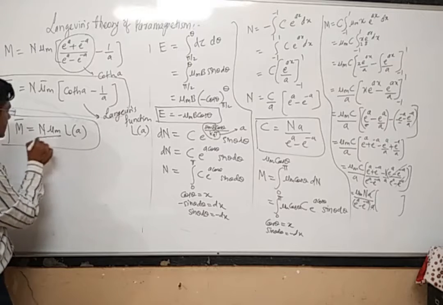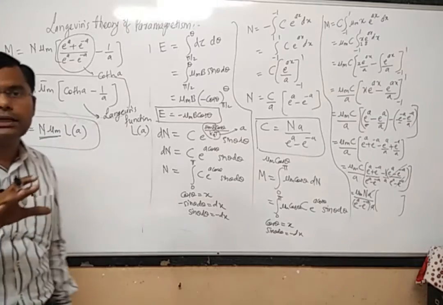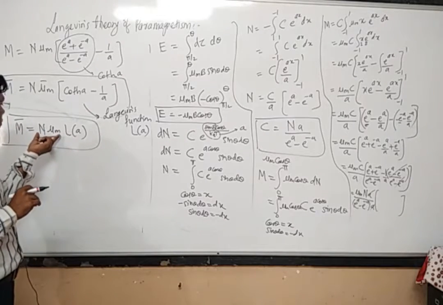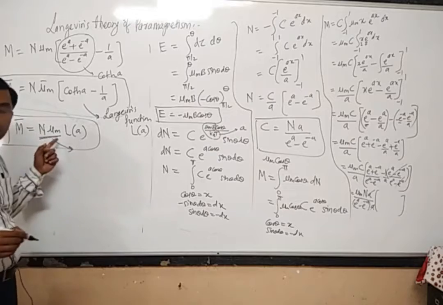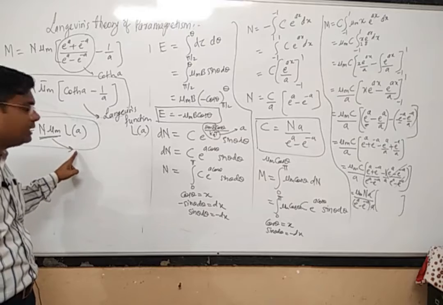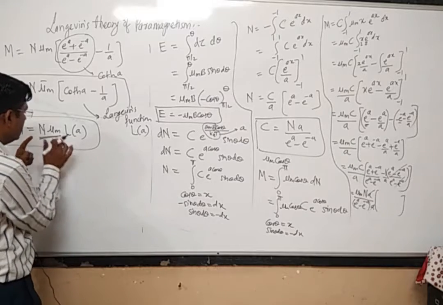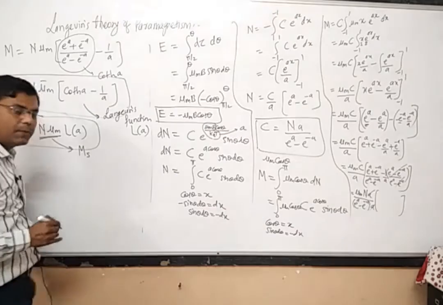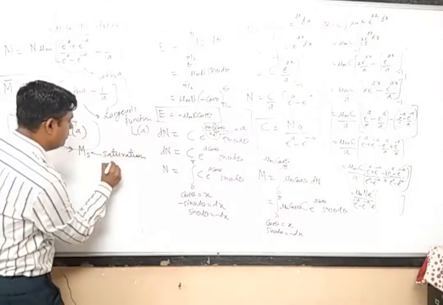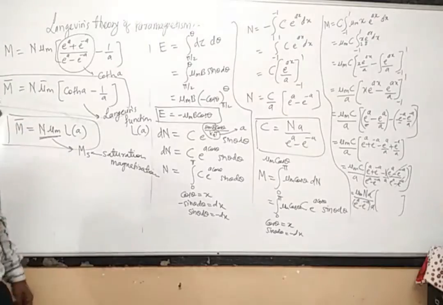So what is this number telling us? This is the magnetic moment of one dipole in the direction of magnetic field, completely aligned with the magnetic field. So n into mu m tells us that all the magnetic moments are aligned in the direction of external magnetic field. Now this is the ideal case, and this is denoted by another letter Ms, which is called saturation magnetization.